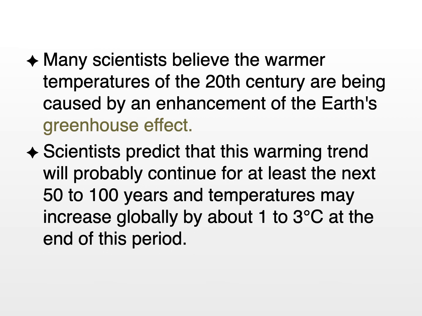If we continue to emit greenhouse gases, and it looks like we're going to do that for several more decades before we get our act together, temperatures may rise an additional 1 to 3 degrees Celsius by the end of 2100.